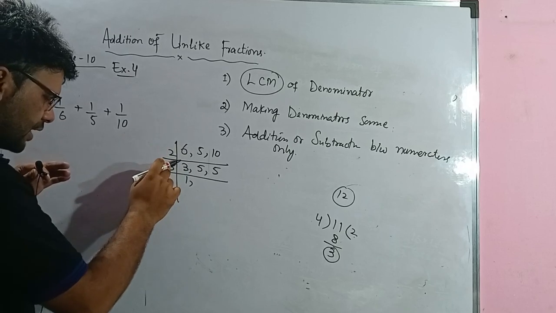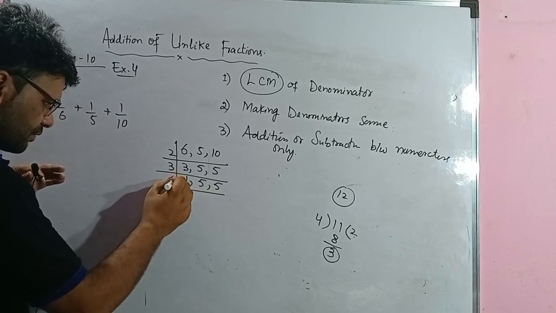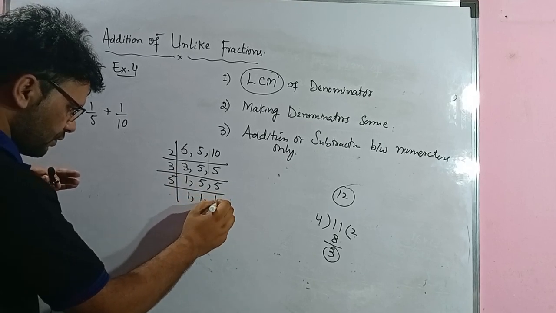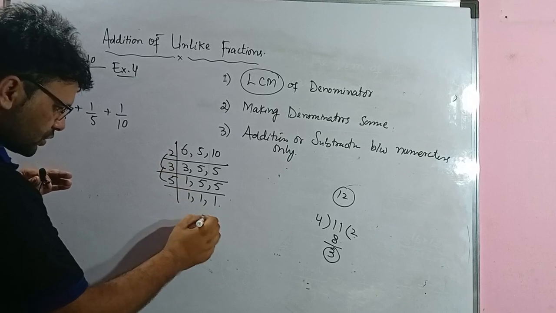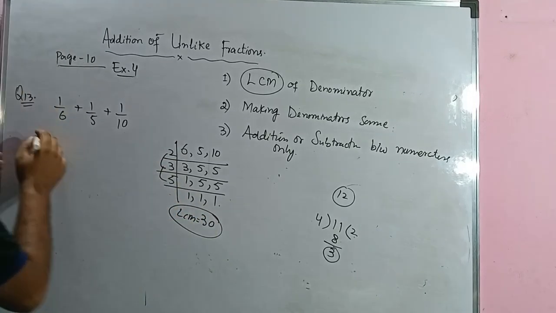of 2. So I will write here 3 1s are 3. 5 does not come, I will write it as 5. Once again 5. 5 1s are 5. 2 3s are 6. 6 5s are 30. So 30 is the LCM. So I will make the denominator 30 for every number.